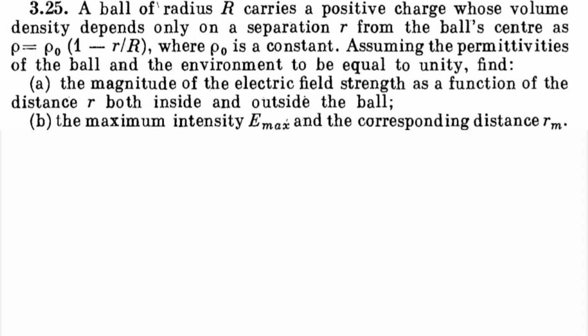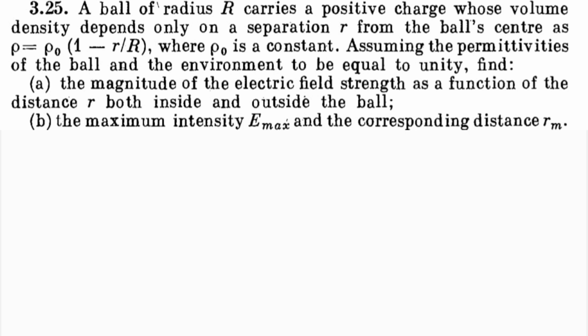So we are dealing with the seventh problem in this series, and the seventh problem in the series is problem 3.25. The problem states: a ball of radius capital R carries a positive charge whose volume density depends only on the distance small r from the ball center, as rho equals rho naught (1 minus r by R), where rho naught is a constant.